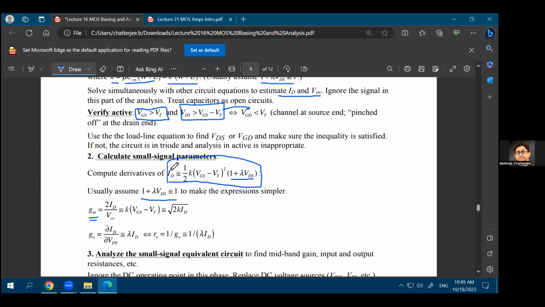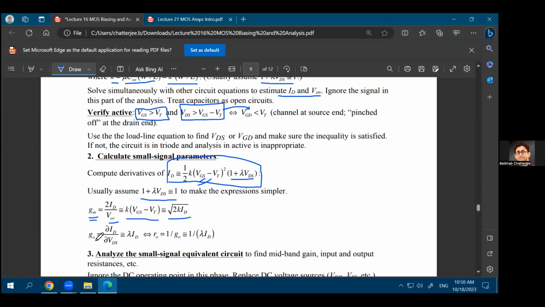So your ID is the output current, and VGS was the input voltage. If you take the derivative of ID with respect to VGS, you'll come up with these equations: GM could be twice ID over V overdrive. We proved these equations over and over again in the class. It will be equal to K times V overdrive, which will also be equal to the square root of 2 times K times ID. Okay, so that's your GM or transconductance.